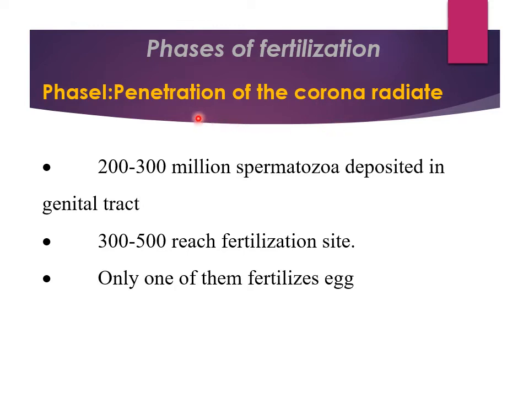Now, phases of fertilization. There are 3 phases of fertilization. The first one is the penetration of the corona radiata. About 200 to 300 million spermatozoa are deposited in the genital tract. Only 300 to 500 reach the fertilization site. Only one of these sperm will be able to fertilize the egg.